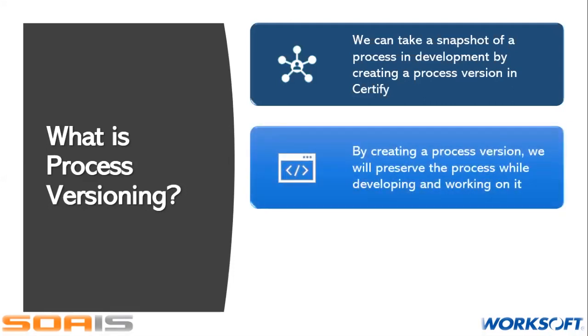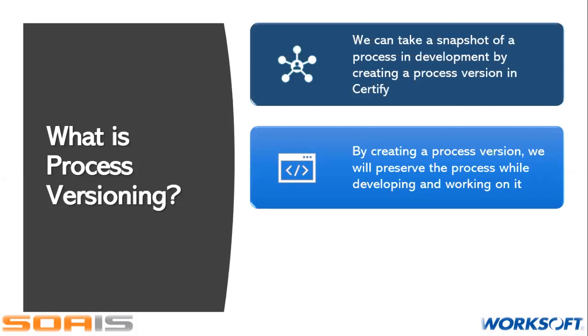By creating a process version, we preserve the process while developing and working on it. That means we are just taking a backup of the process and storing it in our database. In future, if required, we can use that version for our purpose. Maybe you want to change the modification, maybe you don't want that, or you want to show the reports of what the previous things were and what changes you made. We can do that.